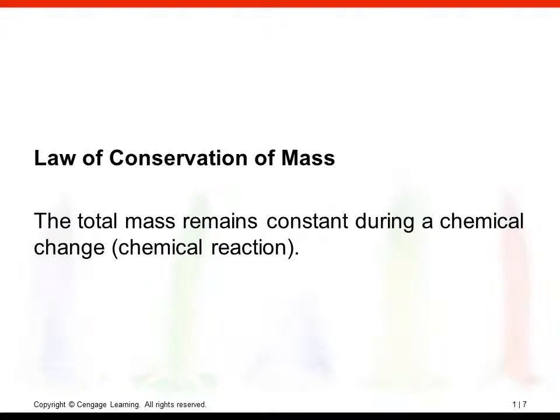The law of conservation of mass came about from the studies of Antoine Lavoisier. He studied the combustion of mercury and was the first to use a scale to measure mass before and after a reaction. The law is a very simple statement, and an example follows.